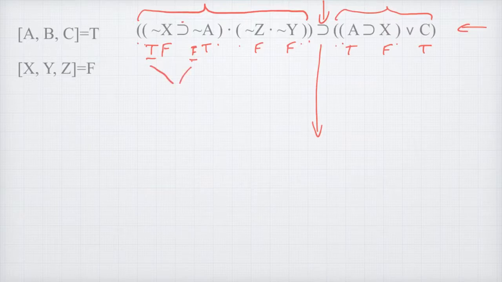What's T, therefore F? I go to my truth table for the horseshoe statement, and I see that when the left side, the antecedent, is true and the right side is false, then this whole thing is false.